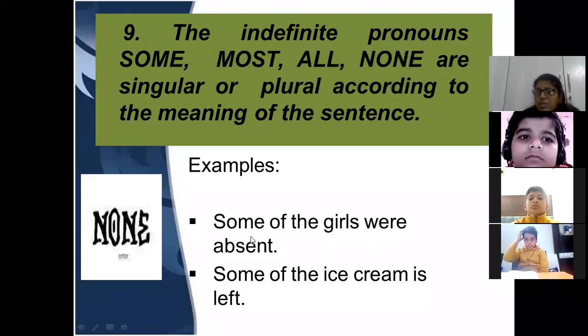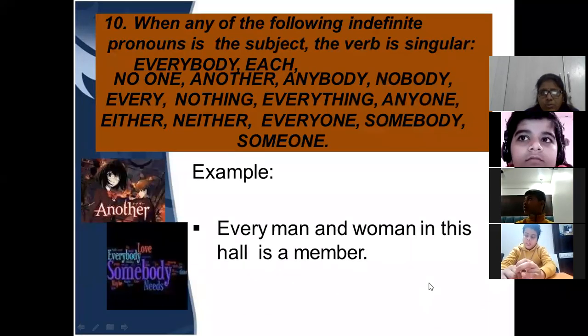Like, some of the girls were absent. So girls is plural here, so we have used the verb were, which is used in plural form. Some of the ice cream, this is singular. So we are using what is here. Am I clear?